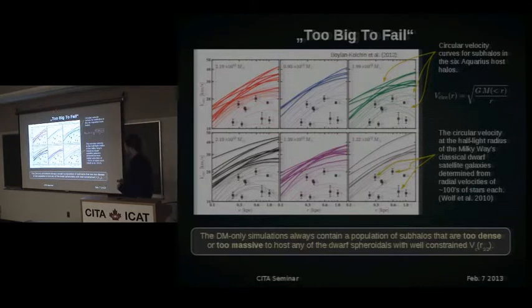So Michael Boylan-Kolchin pointed this out in a paper earlier last year. What he did was go into the Aquarius simulations, which again are very high resolution dark matter only simulations of halos that are meant to host the Milky Way galaxy. They have a range of host masses from a few 10^12 to maybe slightly below 10^12. For all of the subhalos in these simulations, he just calculated the circular velocity curves, so the enclosed mass over radius, the square root of that.